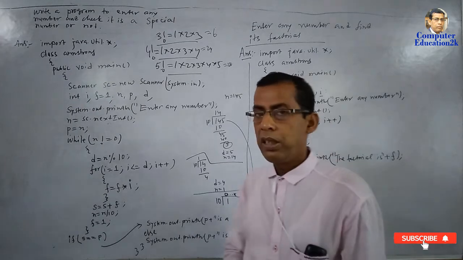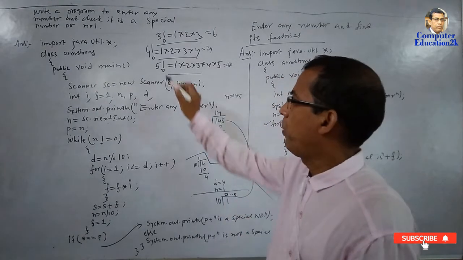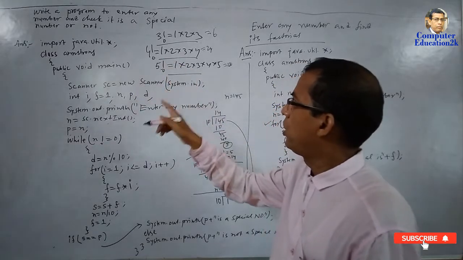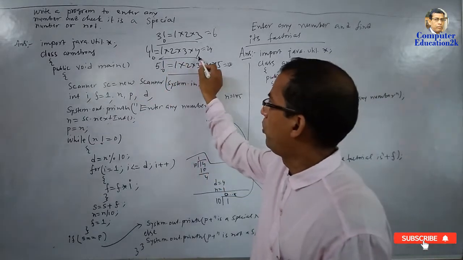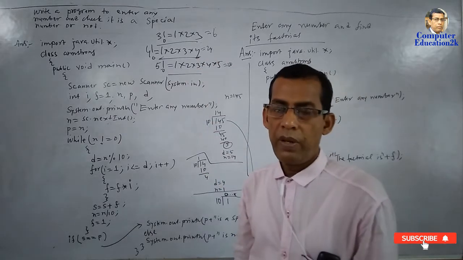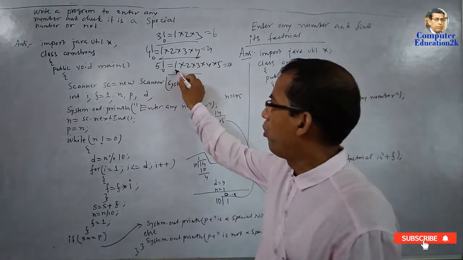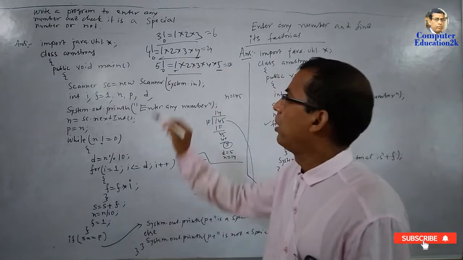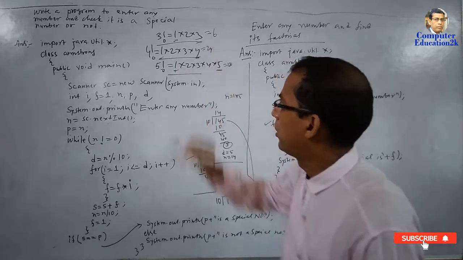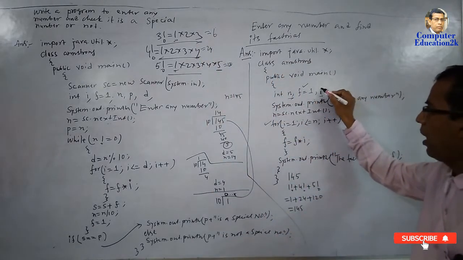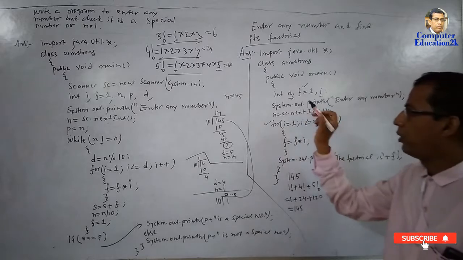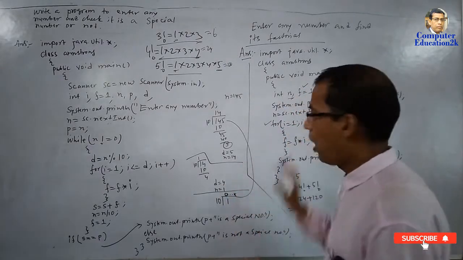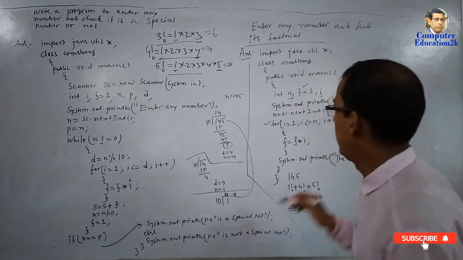So you have to repeatedly multiply the number. Suppose you have to find the factorial of 4, then you have to multiply 1 into 2 into 3 into 4, so you make a loop from 1 to 4. For the factorial of 5, you make a loop from 1 to 5. For the factorial of 3, a loop from 1 to 3. So for that, I have taken i for the loop, n for the number, and f for factorial. Here we are seeing how to find the factorial of a number.